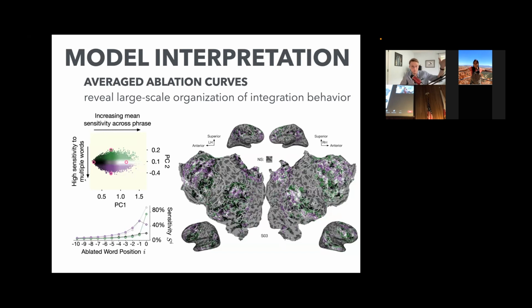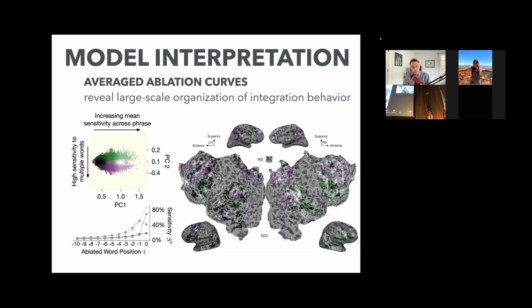So care more about multiple words at a time. Shailee created this color map, so we can assign each voxel a color based on where it lives inside the space. These white-purple voxels are ones that have high sensitivity to multiple words, whereas these green-black voxels are ones that maybe only care about a single word or don't care that much about removal of any single word.